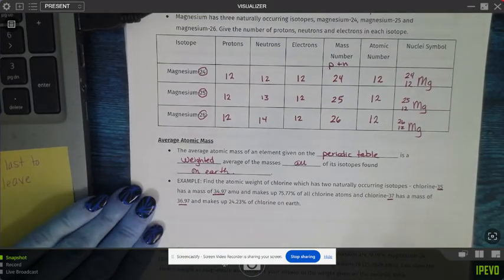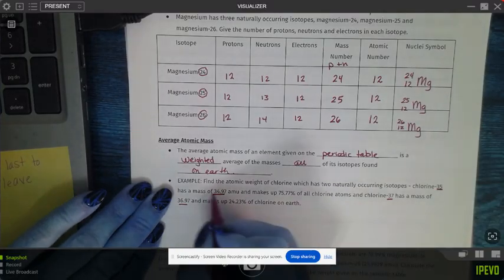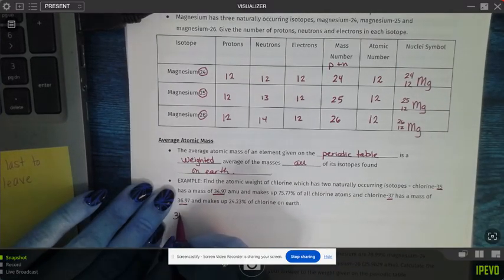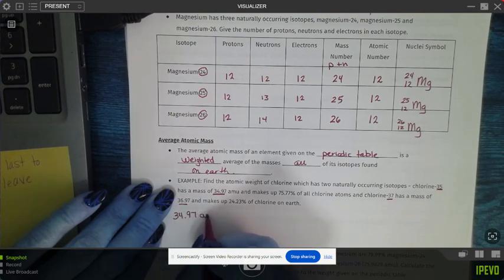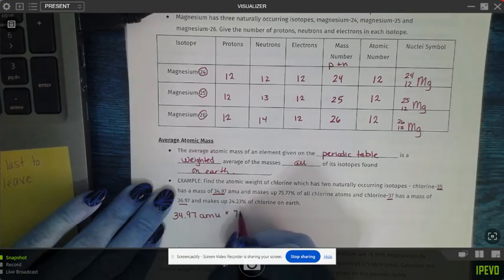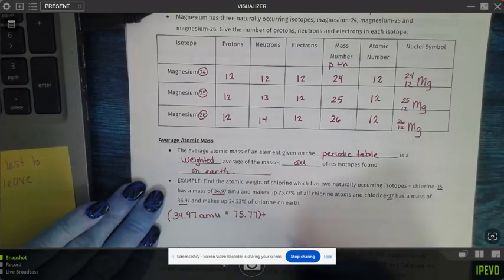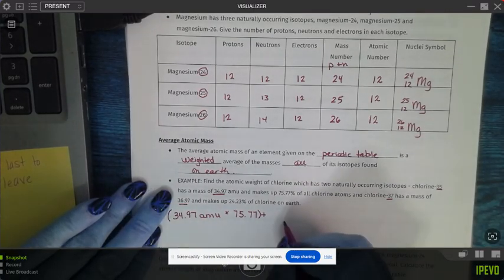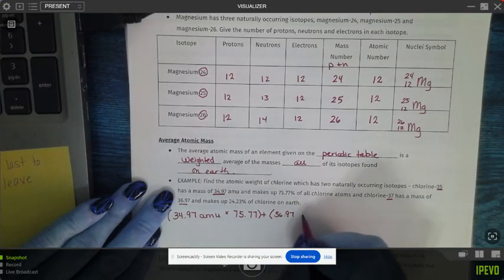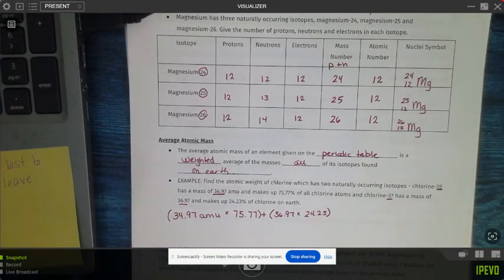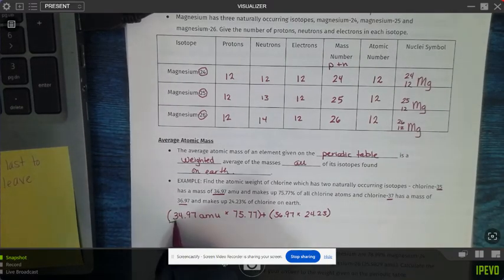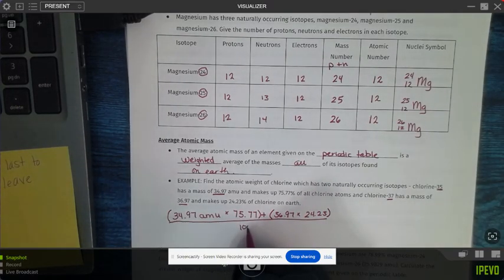So what we do is we're going to take the isotopes. So the first isotope, the mass is 34.97 AMU, and we're going to multiply that by the percent abundance, 75.77. And then we're going to add it to the mass of the second isotope. So the mass of the second one is 36.97, and we're going to take that times 24.23, which is the percent abundance. And then we're going to do this math, and then we're going to divide by 100.